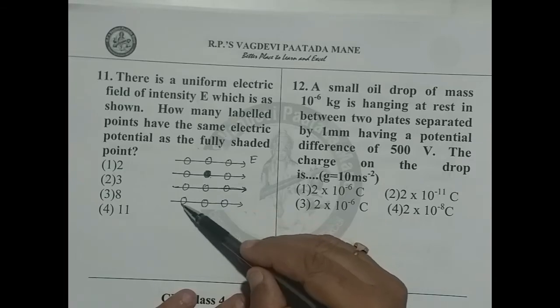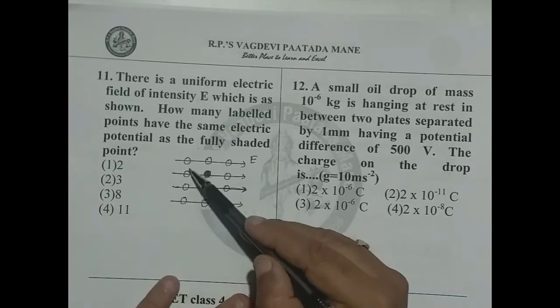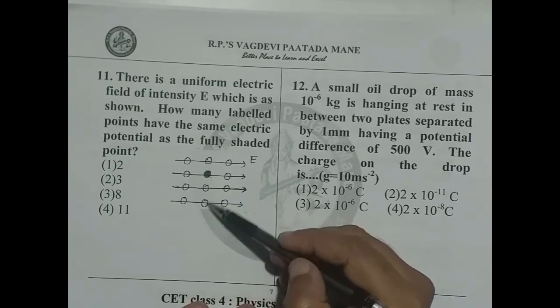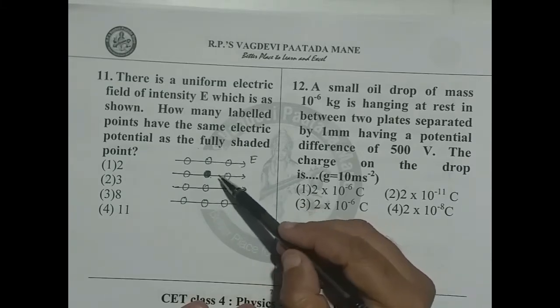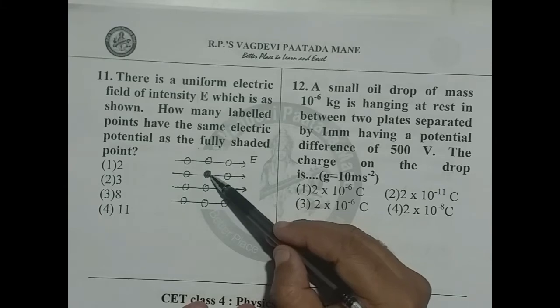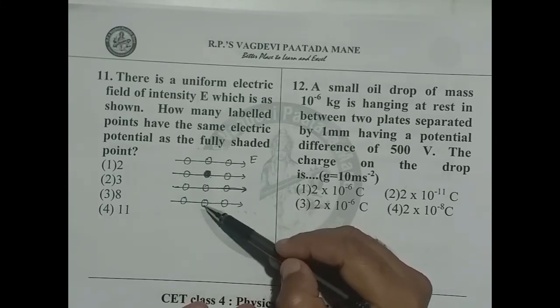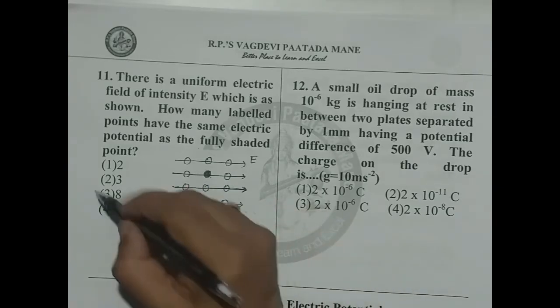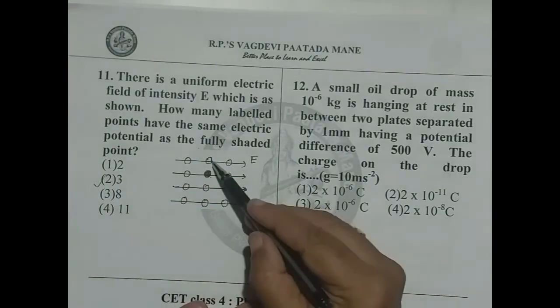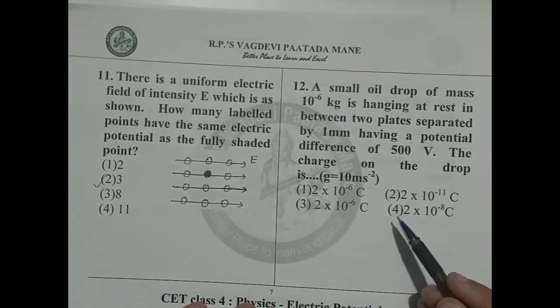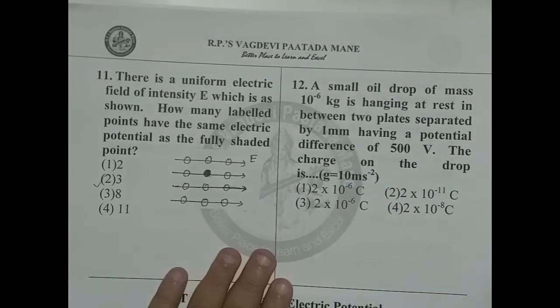This first line from the left, what I am showing now, is having some potential. Second line is having same potential, all these 4 points. Third is also. But now we are asked for the shaded point, so only these things. So there are, apart from shaded, 3 points. So option 2 is correct. Because all these along with the shaded and remaining 3 have same potential, they are on the same line. Now going for the 12th question.